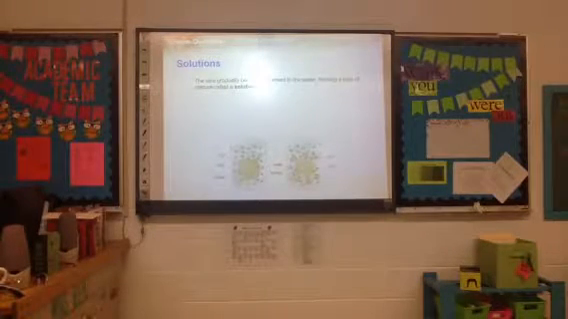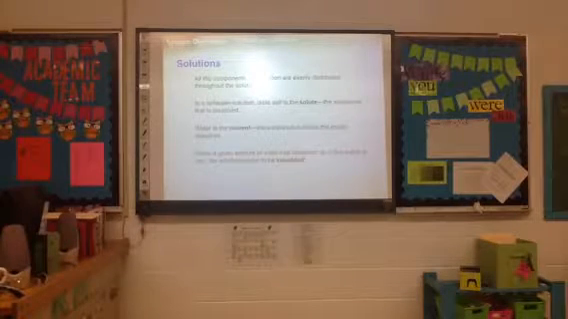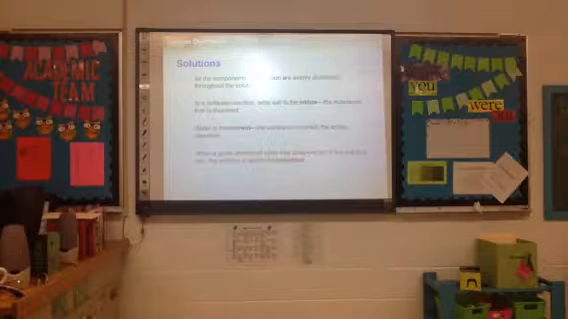Okay, so a solution is basically a mixture that's evenly dispersed all the way throughout. Usually we're talking about water. All the components are evenly distributed. That basically means for every sip of lemonade I take, it's going to be the same sip, the same stuff. And each thing in there has a name.